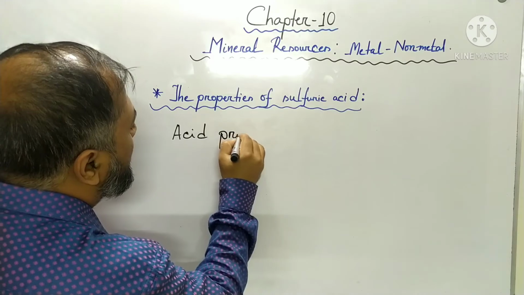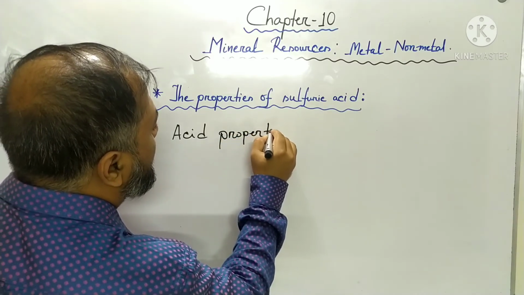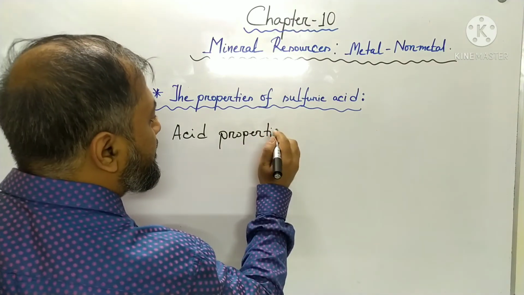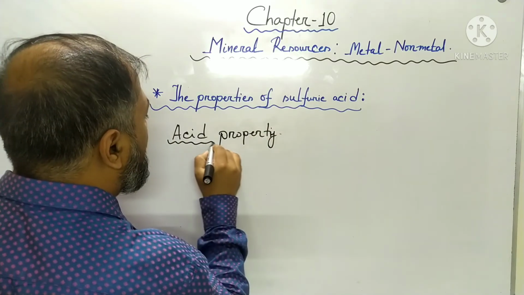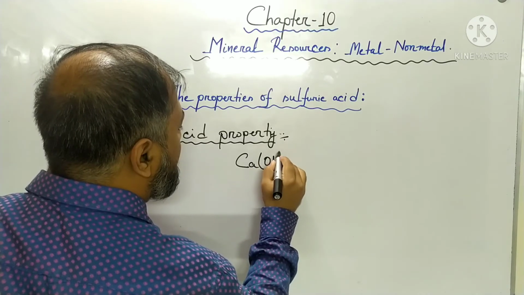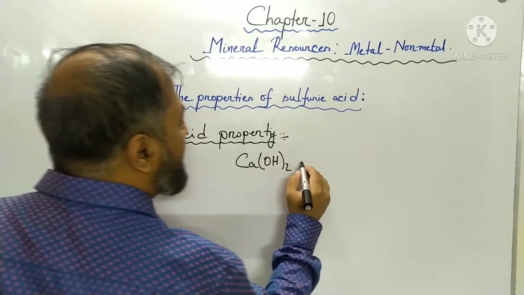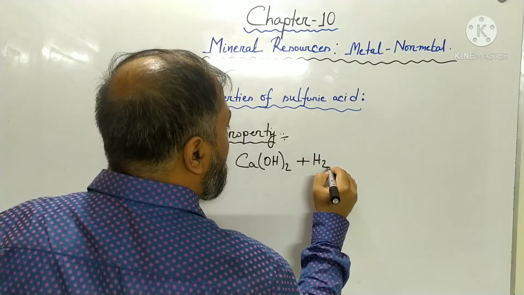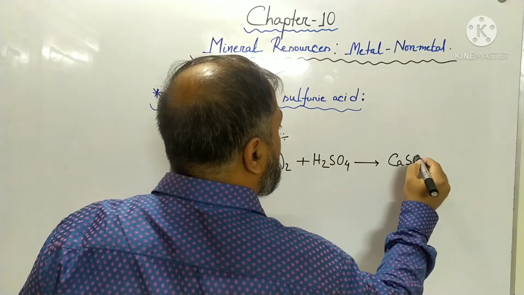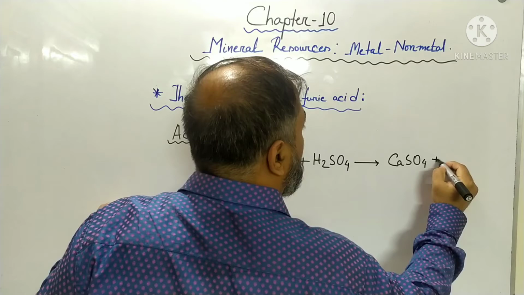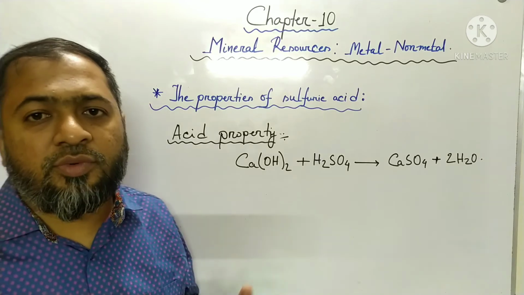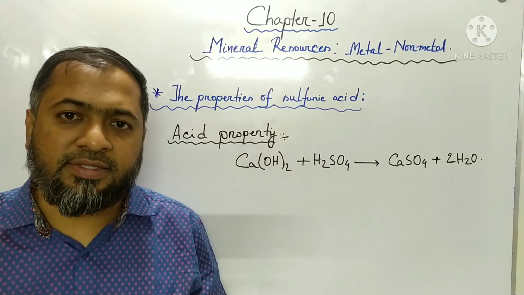Now I'm going to show you the acid property. Here you can see calcium hydroxide, which is a base. When it reacts with sulfuric acid, it will produce calcium sulfate, salt, and water molecule. So from this reaction we can say that sulfuric acid is an acid.